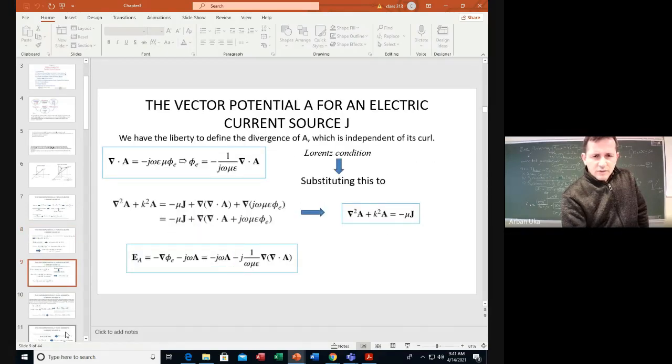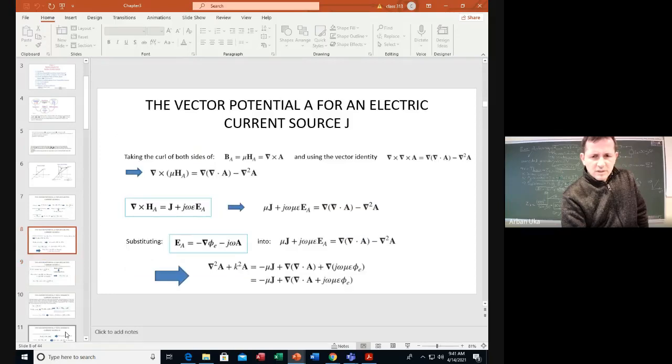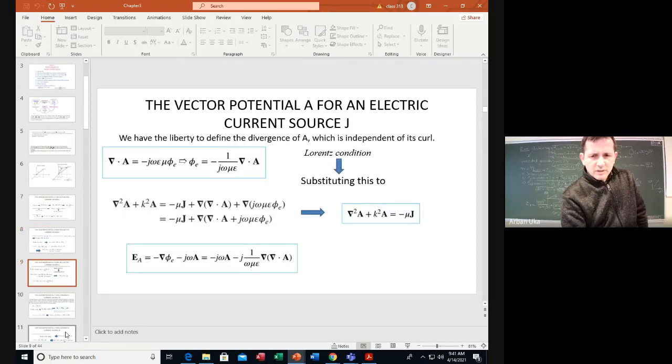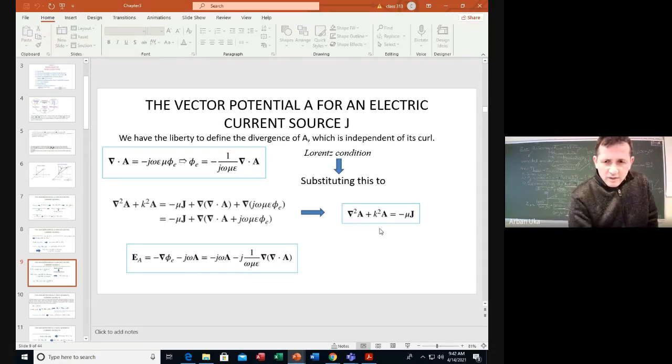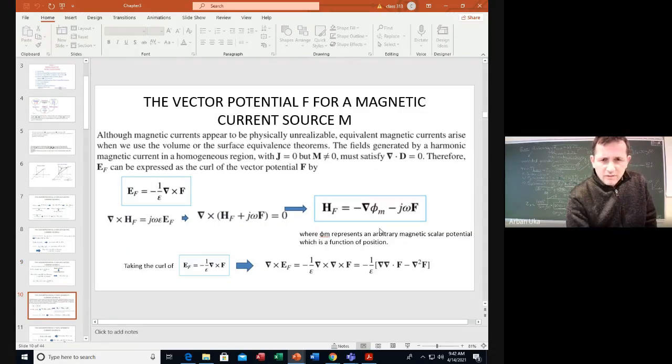So we can also include the Lorentz condition, and what this Lorentz condition in principle reports is just one condition with which we can simplify the wave equation of the vector A. So finally, we get this vector A, where we see that Laplacian of A plus k square A is equal to minus mu times the current density. Okay, so this is the wave equation.